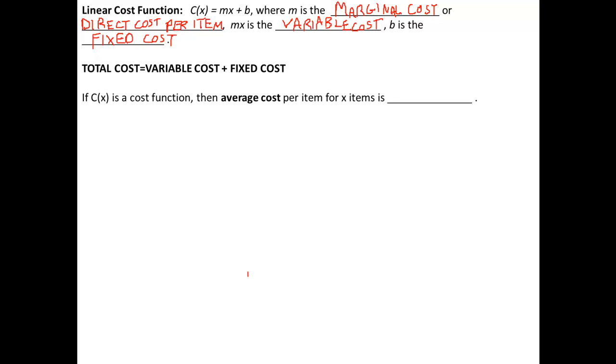And so if we write C of x is mx plus b, we could also say that as variable cost plus fixed cost. And as we saw in our examples, the average cost per item is the total cost for x items divided by the number of items.